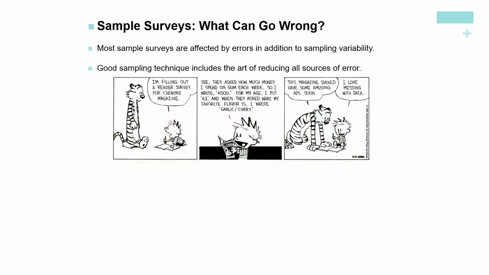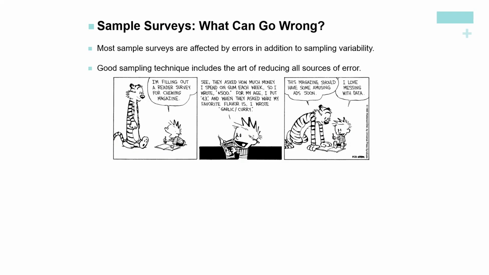So here's hopefully a funny little comic. Filling out a reader survey for Chewing Magazine. They asked how much money I spend on gum each week, so I wrote 500. For my age, I put 43. And when they asked what my favorite color is, I wrote garlic curry flavor. This magazine should have some amusing ads. I love messing with data.